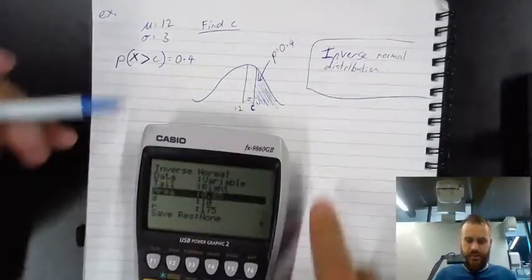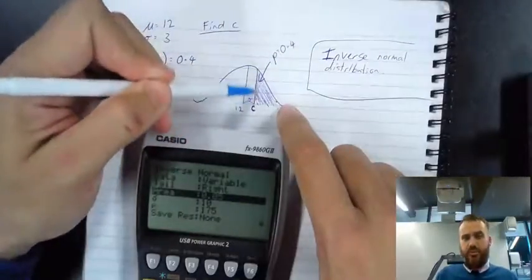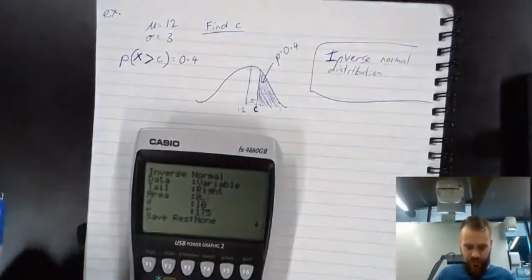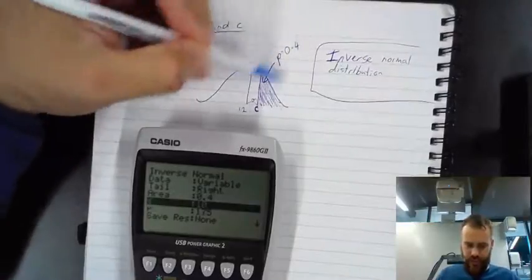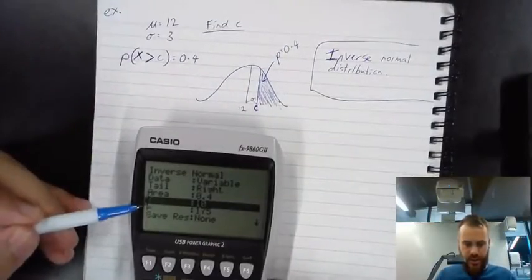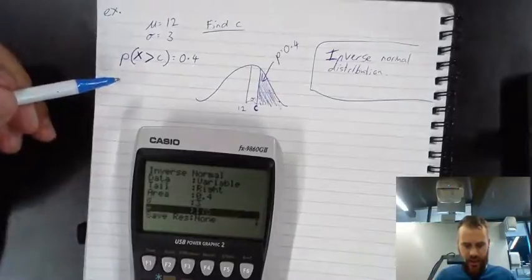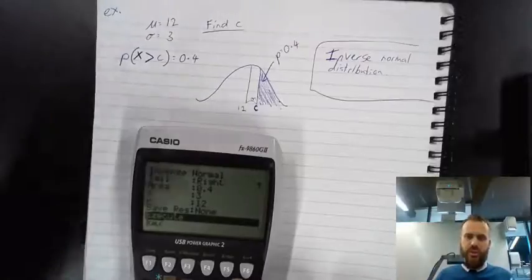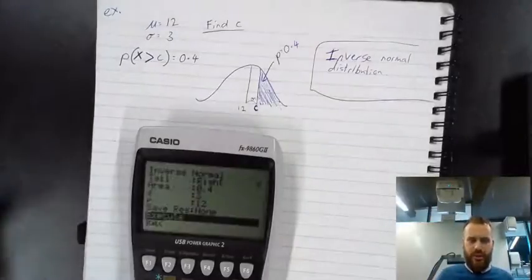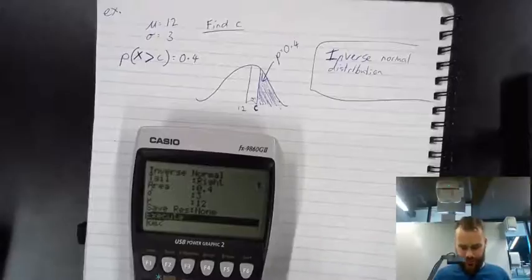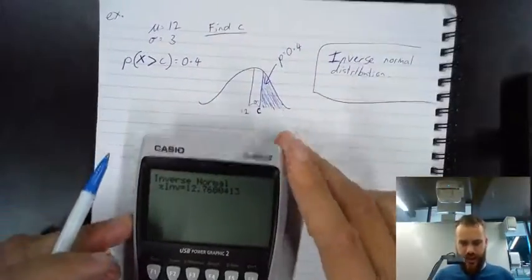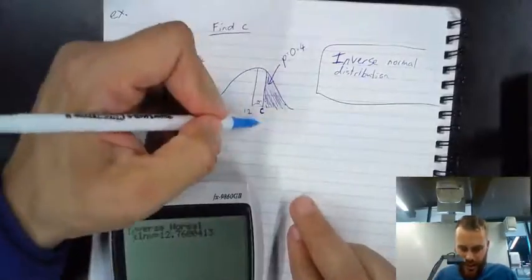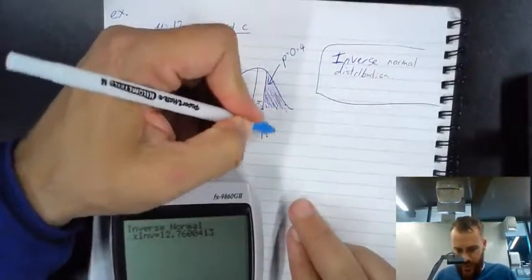Okay, the area. The area is the shaded bit. It's also the probability. So the area in this case is 0.4. Okay, and then we put in our last two bits here. The standard deviation is 3. The mean is 12. Now, unfortunately, this won't draw it. On some of the newer calculators, it will, but on mine, it's not going to. Okay, and the answer is 12.76. That means that this number here is 12.76.